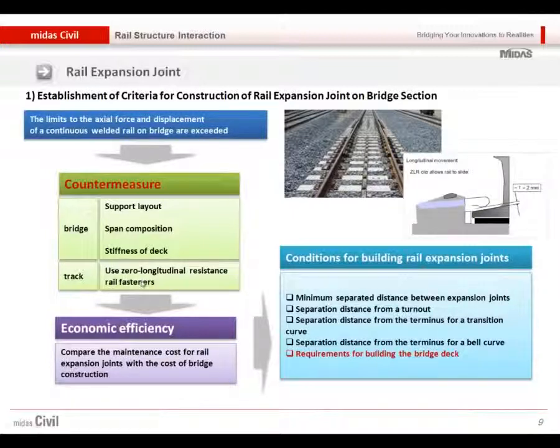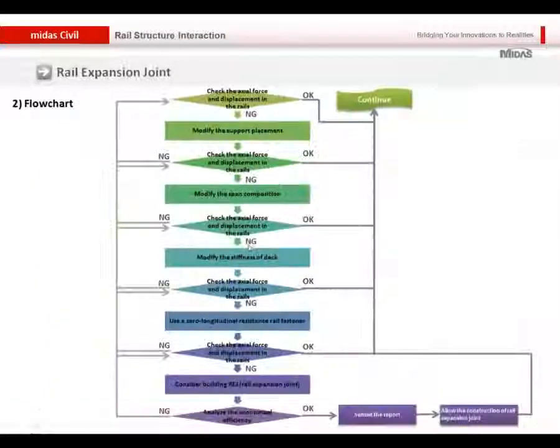If the zero longitudinal resistance fastener is not satisfied, finally we will review the expansion joint. But as I mentioned at the beginning, the expansion joint is not really recommended because of the maintenance cost and the impact force. So this is the procedure that I just explained.